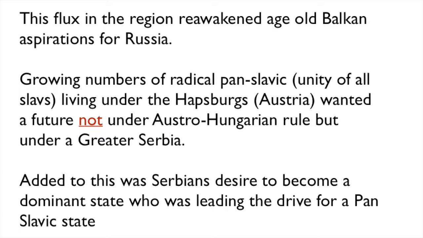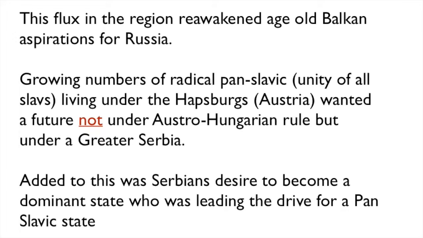The flux in the region reawakened age-old Balkan aspirations for Russia. There were growing numbers of radical Pan-Slavs. The Pan-Slavic movement is for the unity of all Slavs living under the Habsburgs, which is an Austrian empire. So they wanted a future not under Austro-Hungarian rule, but under a greater Serbia. They're wanting to break away from Austria-Hungary, which is starting to want a bigger empire. Austria-Hungary, a smaller player maybe among the big names of Europe, is starting to stretch its muscles, seeing the decline of the Ottoman Empire.